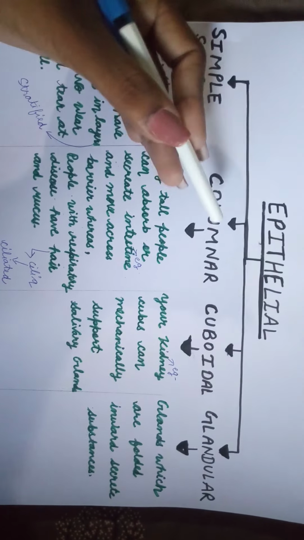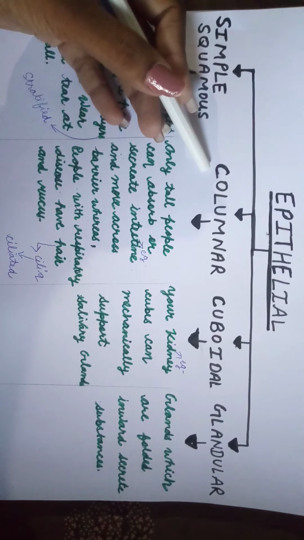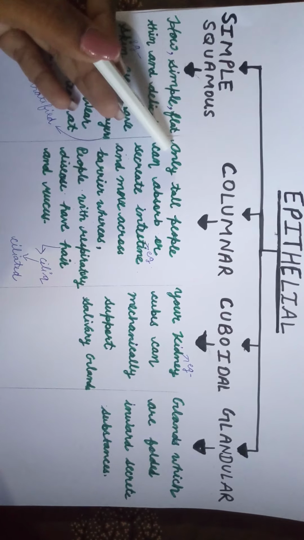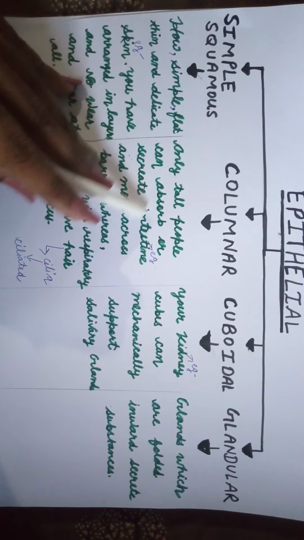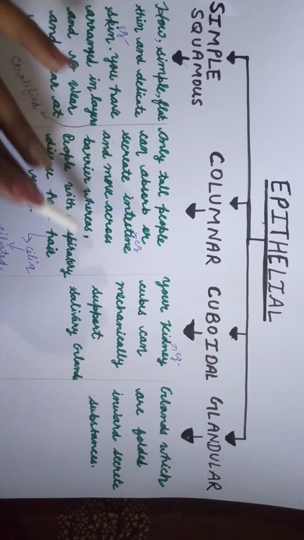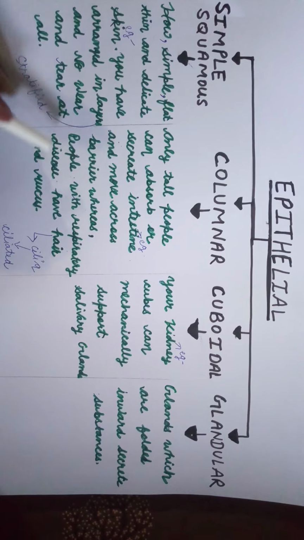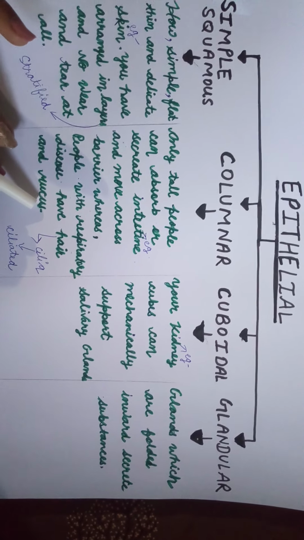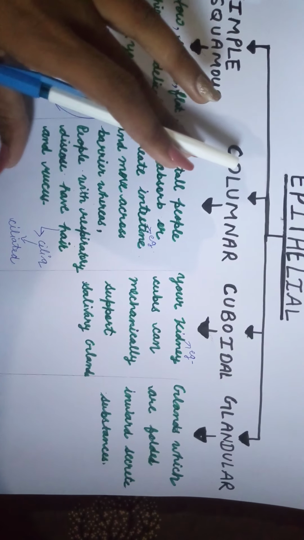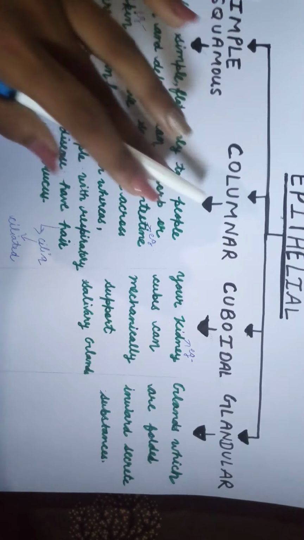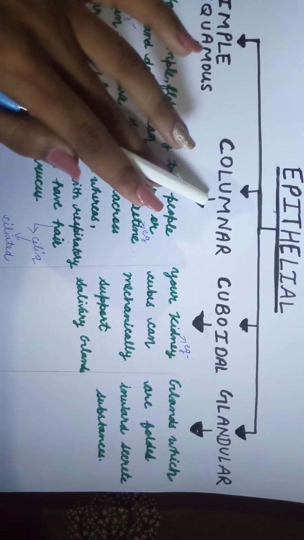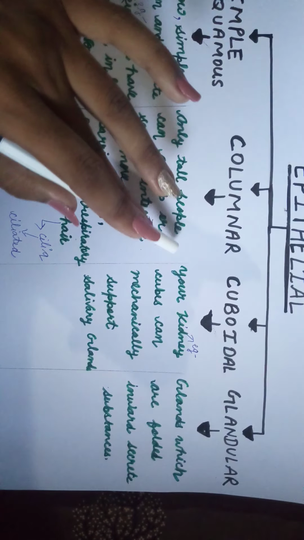Next, let us move on to the second epithelial tissue, columnar, and the sentence is: only tall people can absorb or secrete in the intestine and move across the barrier, whereas people with respiratory disease have hair and mucus. So learn the basic characteristics of columnar epithelial tissue. If you learn this sentence, it tells you the basic characteristics of columnar epithelial tissue.